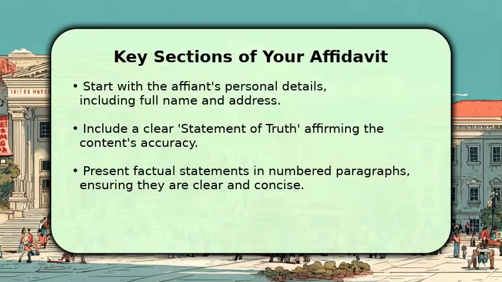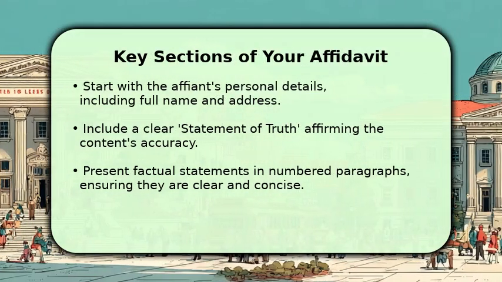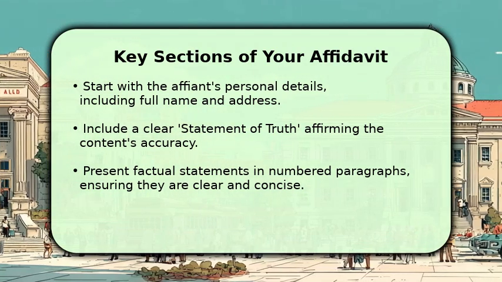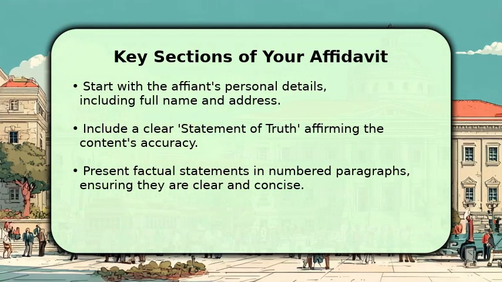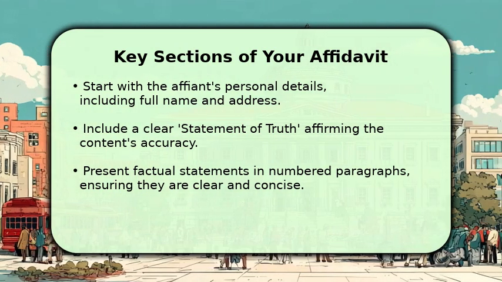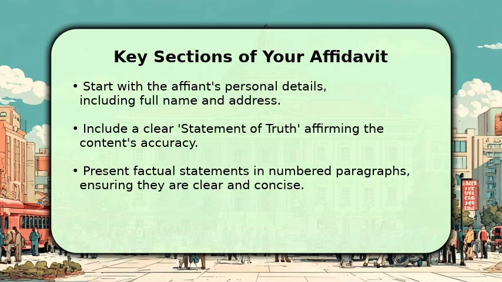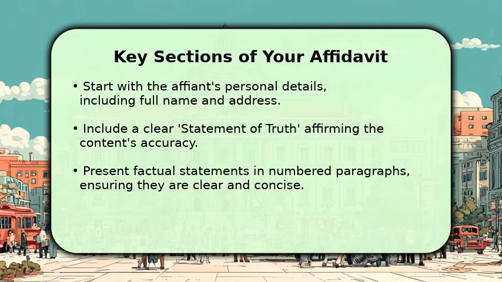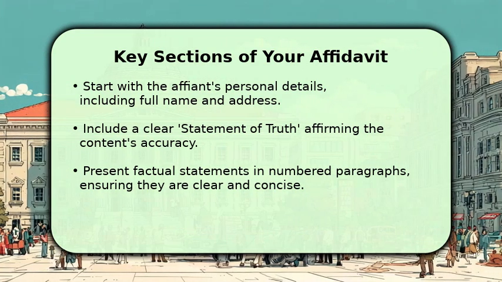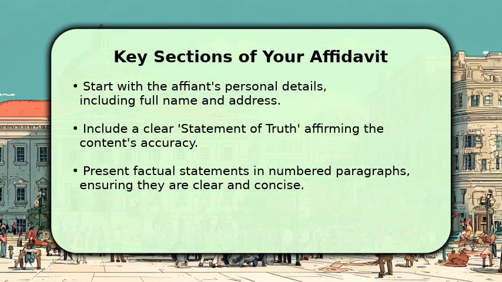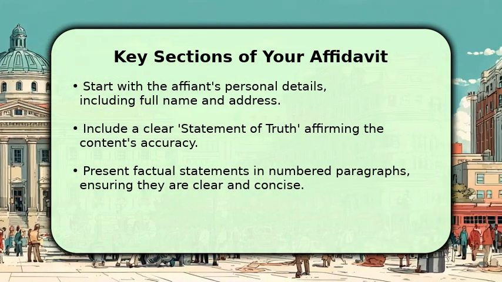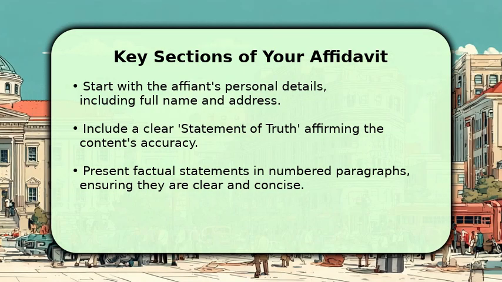Every affidavit follows a structured format to ensure its validity and clarity. Begin by clearly stating your full name, address, and contact information as the affiant, the person making the statement. Next, include a prominent declaration, often titled Statement of Truth, where you affirm that everything contained within is accurate to the best of your knowledge. The main body consists of specific factual statements, best presented in separate, numbered paragraphs. Finally, leave space for the jurat, which the notary public will complete.